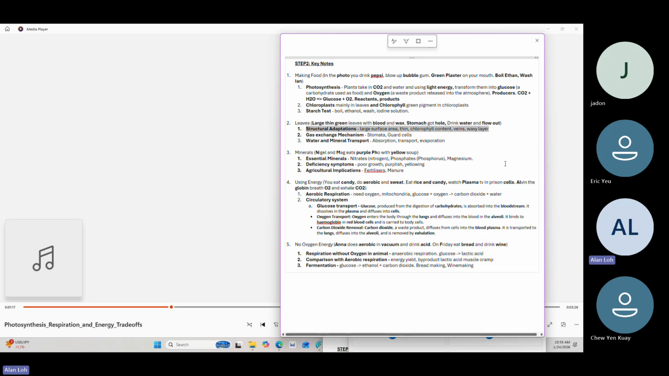So efficient, they're thin, which helps with gas diffusion, and they have a huge surface area for maximum light. But that creates a problem, doesn't it? All that surface area risks water loss. So it needs control. Exactly. They have a waxy layer to stop evaporation, but the real control comes from the stomata.